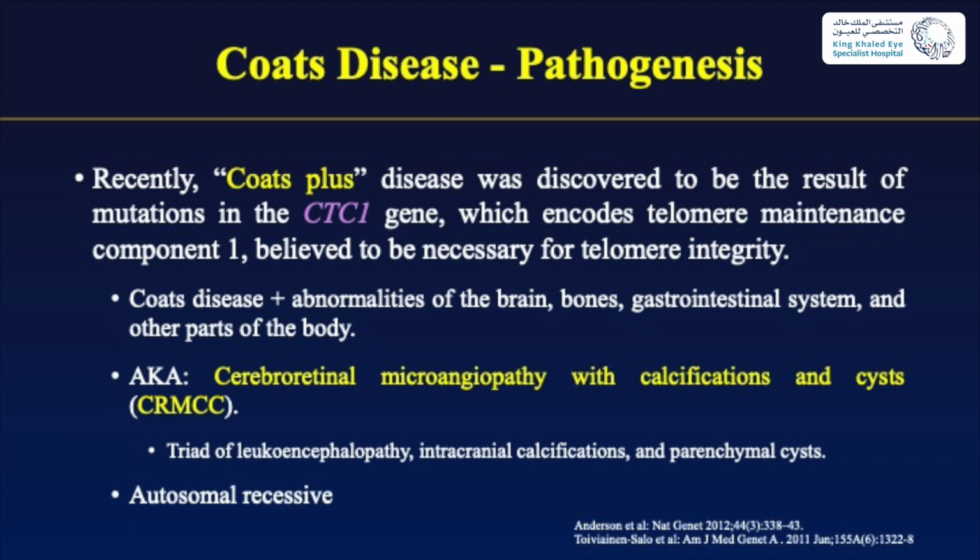Recently, Coats plus disease was discovered to be the result of mutation in the CTC1 gene, and it consists of Coats disease plus abnormalities of the brain, bones, and gastrointestinal system. It's also known as cerebroretinal microangiopathy with calcifications and cysts, and it is inherited in an autosomal recessive manner.